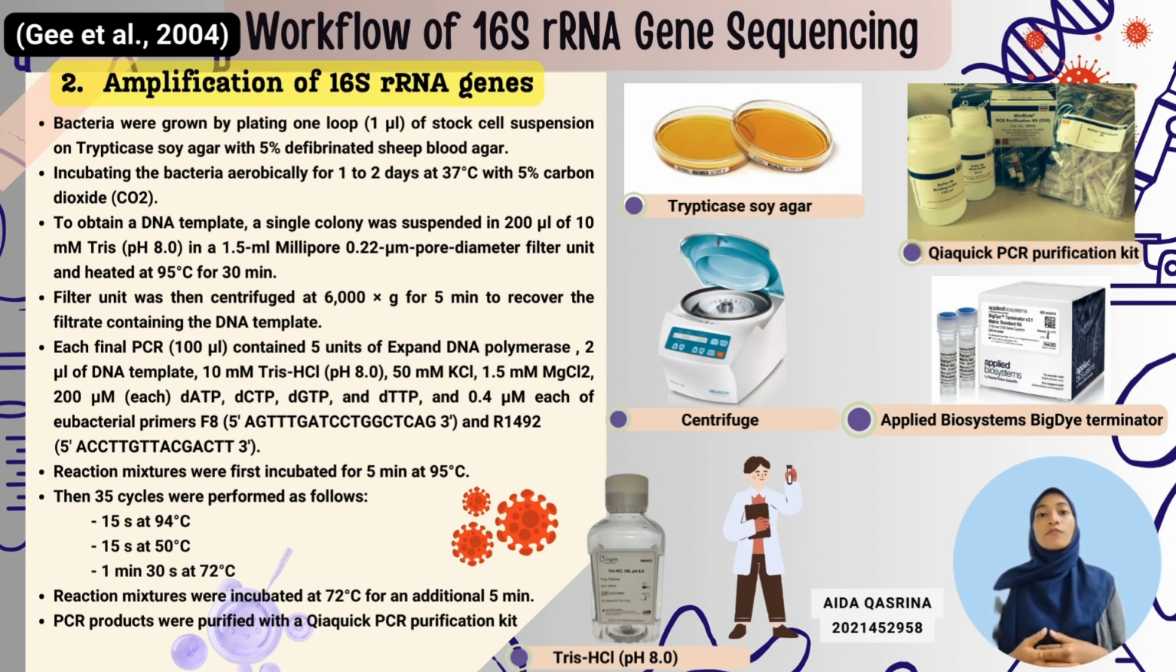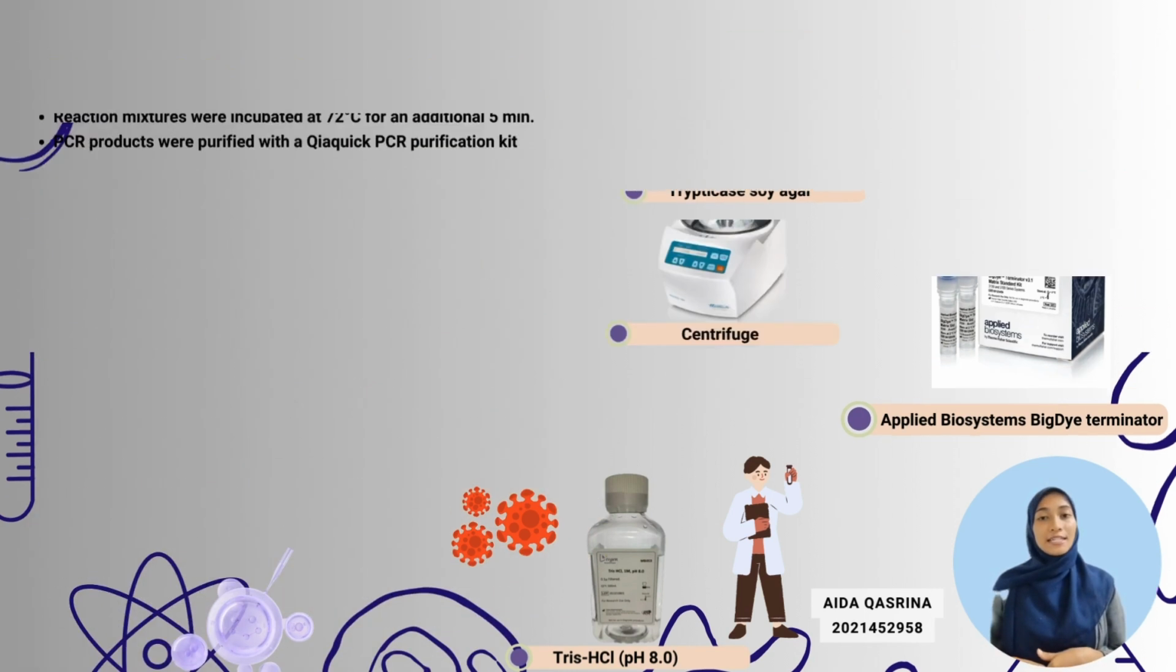Reaction mixtures were first incubated for 5 minutes at 95 degrees Celsius, then 35 cycles were performed at 15 seconds at 94 degrees Celsius, 50 seconds at 50 degrees Celsius, and 1 minute 30 seconds at 72 degrees Celsius. Reaction mixtures were then incubated at 72 degrees Celsius for an additional 5 minutes. PCR products were purified with a Quick PCR purification kit.